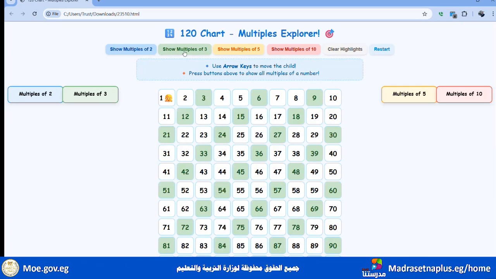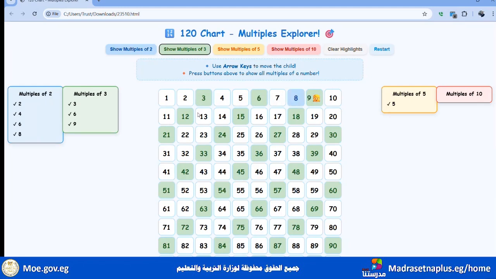Let's clear them. What about multiples of 3? These are multiples of 3: 3, 6, 9, 12, 15, 18, 21. That means you jump by 3s. Okay, jump 3: 1, 2, 3. 1, 2, 3. Yes, this is a multiple of 3. Let's clear all multiples of 3.